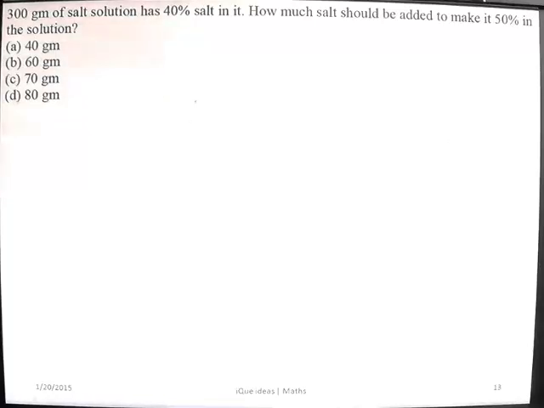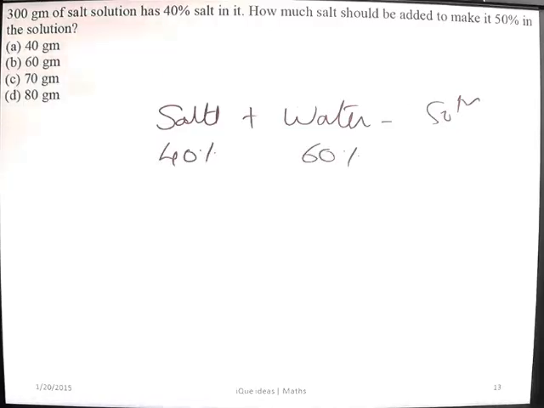Okay. Now here is an example where instead of using alligation, let me show you one other simple method which I call the table method and explain how to solve it. It says 300 grams of salt has 40% of salt in it, which means let's assume that the solution has salt and water, which makes up the solution. Now it says it has 40% of salt, which means 60% must be water, which makes up the total 100%.